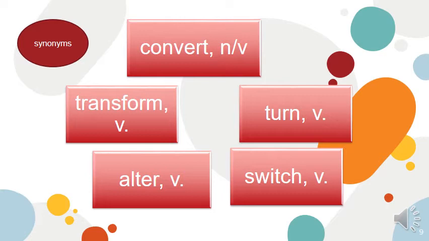Convert, which is when it is a noun, and convert when it is a verb. So if we're talking about the verb, we have synonyms and antonyms for the verb, of course, not for the noun. For the verb, the meaning is to change from one form to another. So what are some synonyms? To transform, turn, alter, and switch.